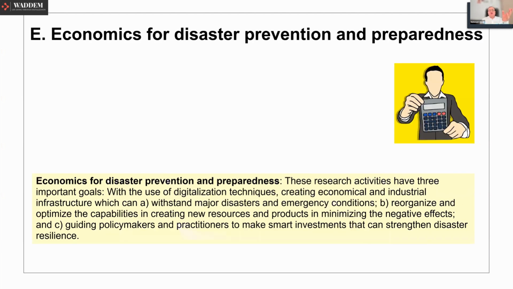Finally, we do research on economics for disaster prevention and preparedness. What does it mean? Well, there are also 3 important goals. With the use of digitalization techniques, we want to create economical and industrial infrastructure. A, that can withstand major disasters and emergency conditions. B, reorganize and optimize the capabilities in creating new resources and products in minimizing the negative effects. And C, guiding policymakers and practitioners to make smart investments that can strengthen disaster resilience.